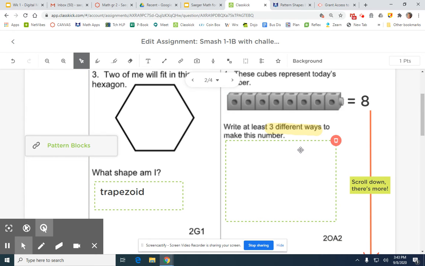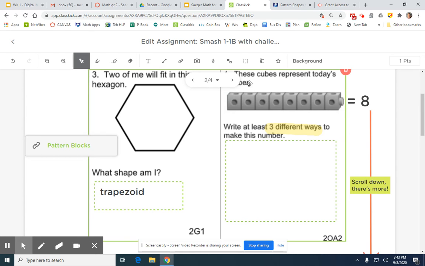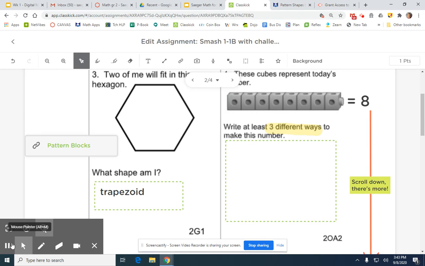Okay, and then problem 4 said these cubes represent today's number. And you'll notice that I wrote over here equals 8 because you were supposed to count these cubes. And if you did, you would see that there were 8 cubes in all. So that today's number is 8. And then there are lots of different ways, folks, that you could have made the 8.